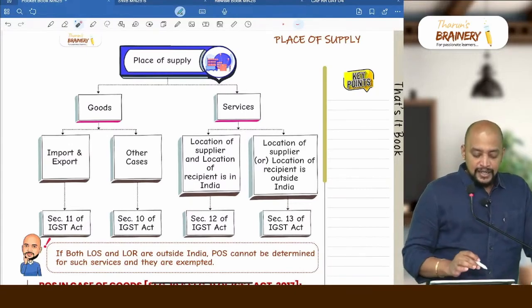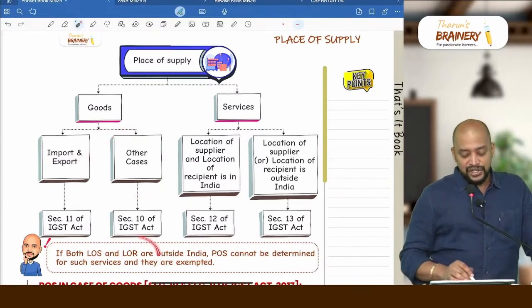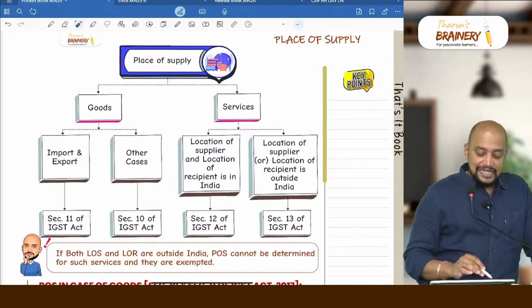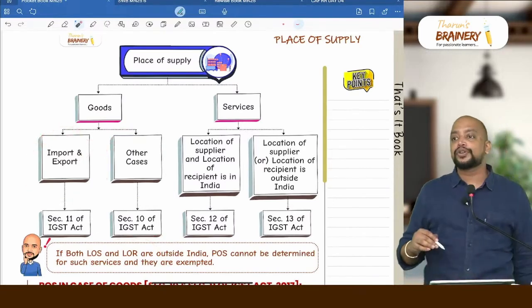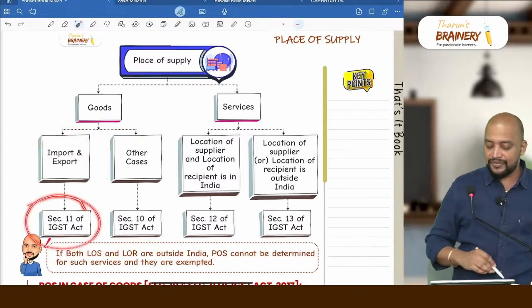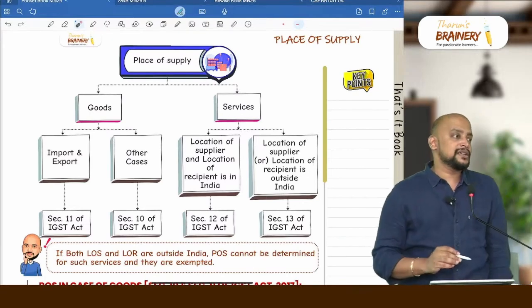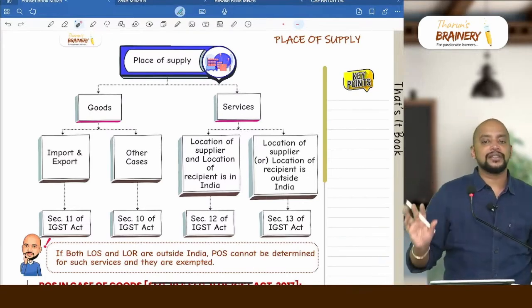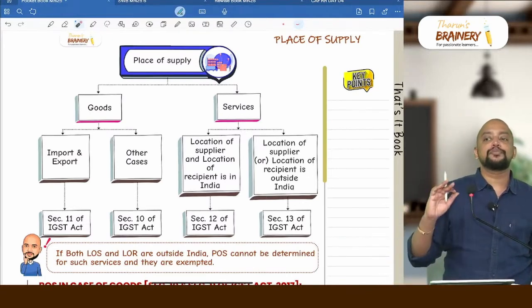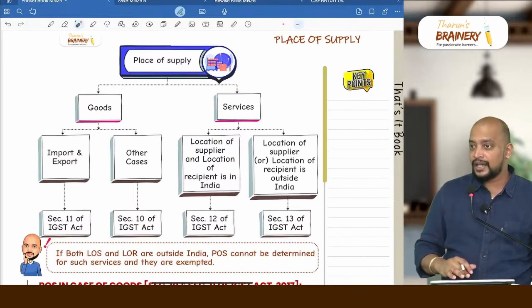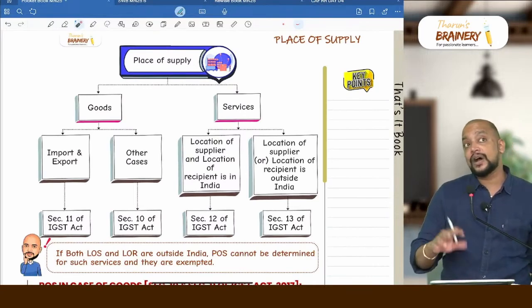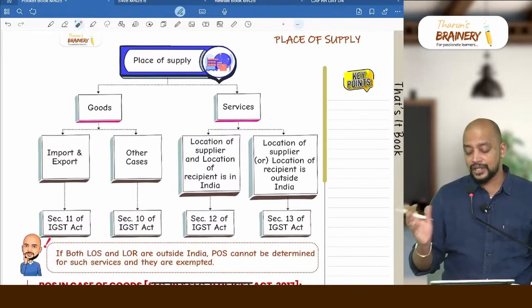If it is domestic transactions, section 10 will be applicable. If it is international transaction, import or export, section 11 will be applicable. For services, only 2 sections, 12 and 13. If supplier and recipient both are in India, section 12. If any one is in India and the other outside India, then it will be section 13.